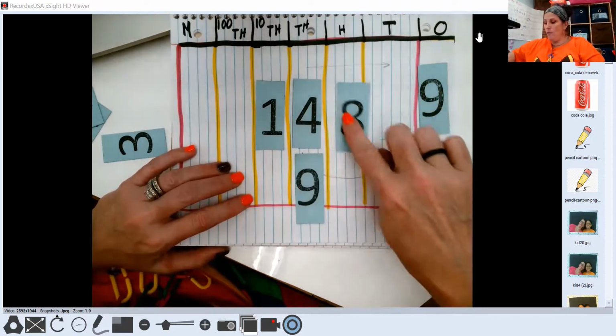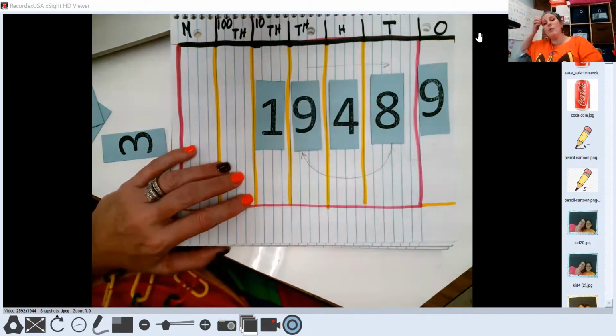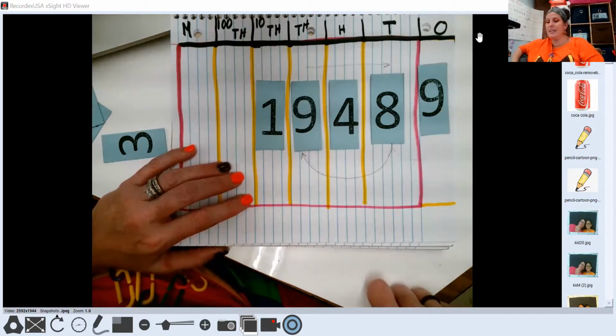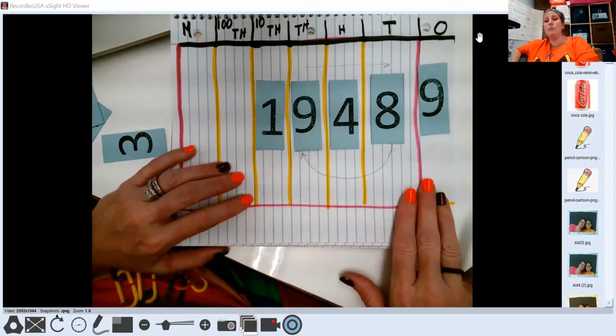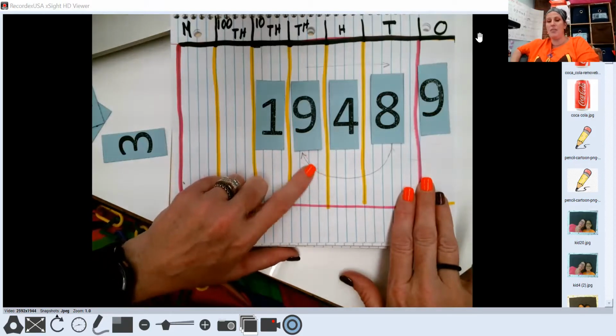So this guy would move over 1. This guy would move over 1, creating the space for this guy to be here, which gives me 19,489 is the least greatest number that I could create if one of the 9s had to be in the thousands place.